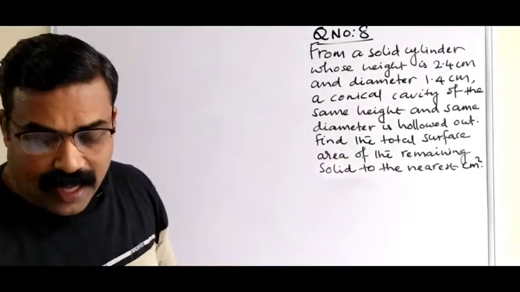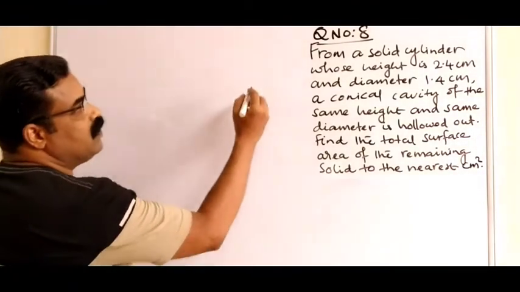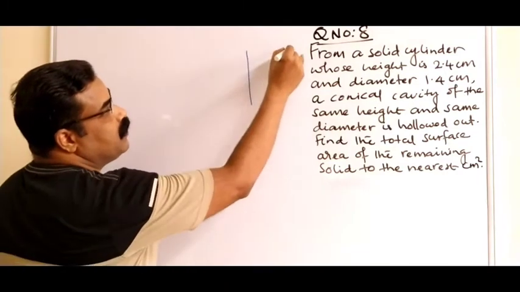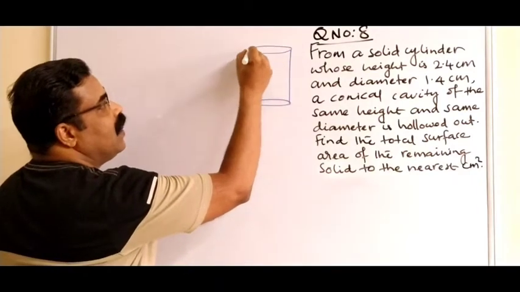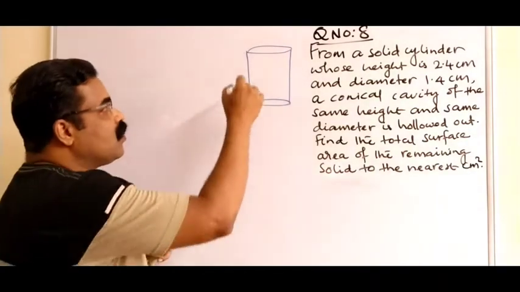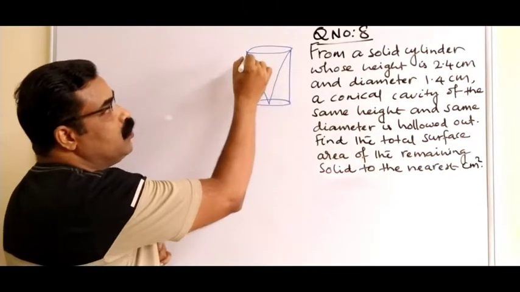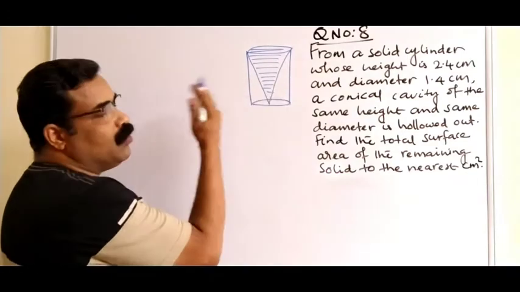So let us do like this. Let us draw a figure first, then we will continue. You have a cylinder. Suppose this is a cylinder, and from this cylinder a conical portion is taken out. This conical portion you have to take out.